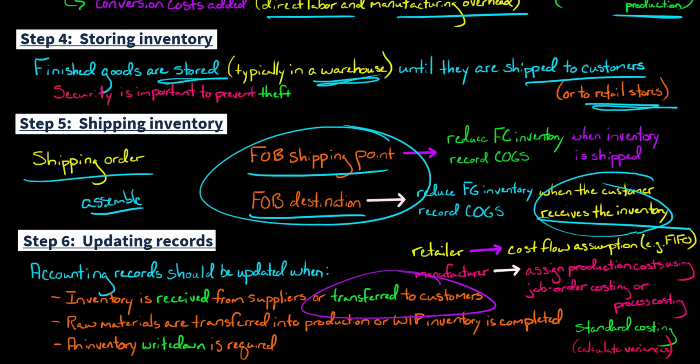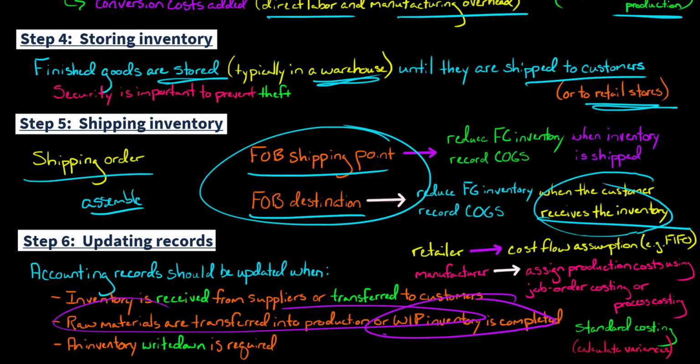When they transfer to the customers, as we said, whether it was freight on board shipping point or FOB destination, once the title is passed to the customer, they make a journal entry to expense the inventory and record cost of goods sold. When raw materials are transferred into production, for manufacturers, you decrease the raw materials inventory and increase work in process inventory. When the work in process inventory is completed, you reduce work in process inventory and increase finished goods. Again, these ones are just for manufacturers.